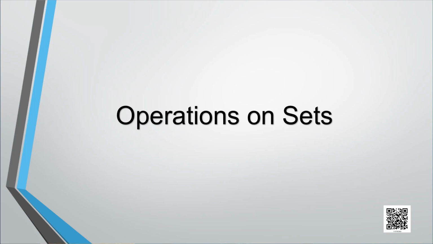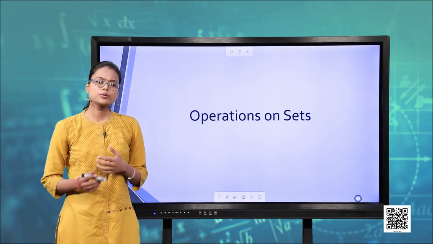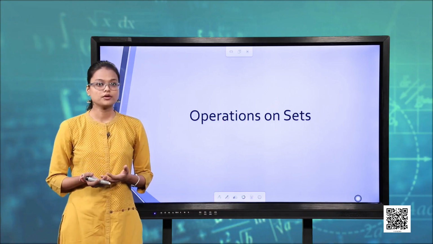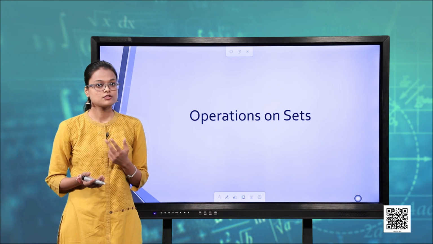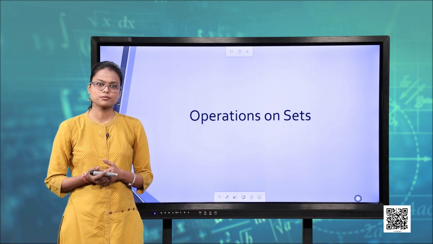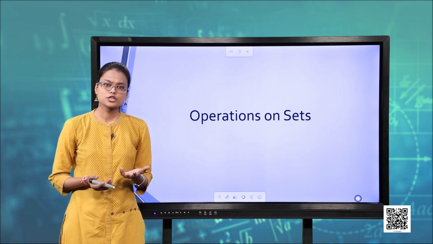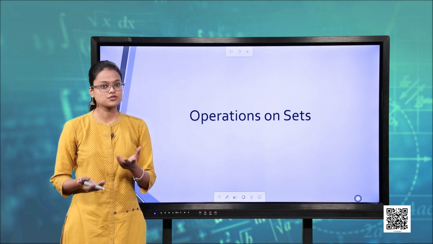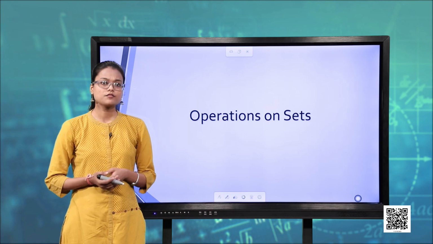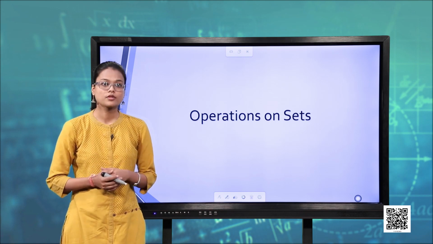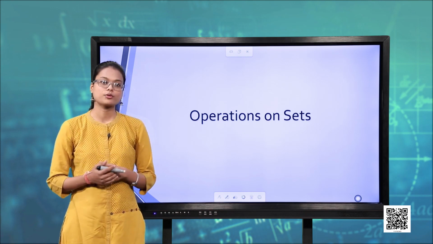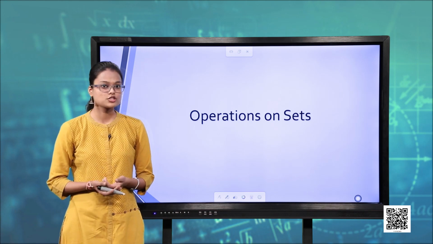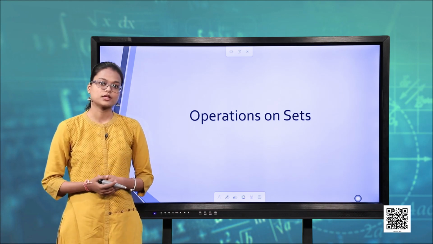Now let us move on to the other topic, which is operation on sets. Whenever we have to find a new number, we operate on two numbers. For example, in the addition operation, when we add 2 plus 3, we get a new number which is 5. Similarly, if we want to find a new set, we perform different operations. What are these operations? Let us study them.